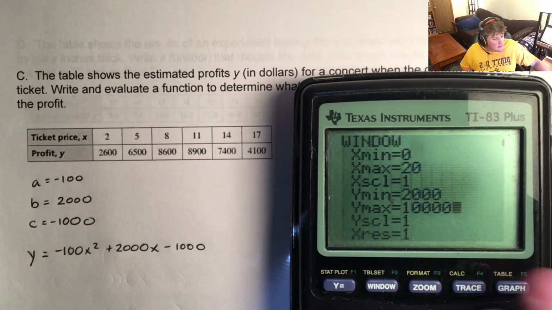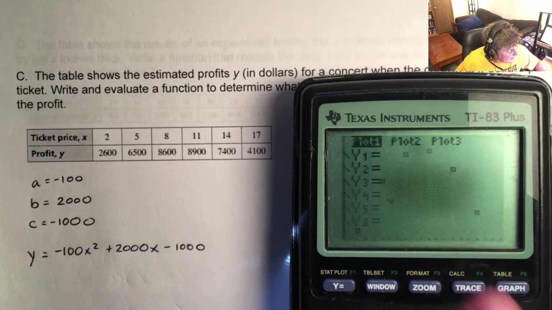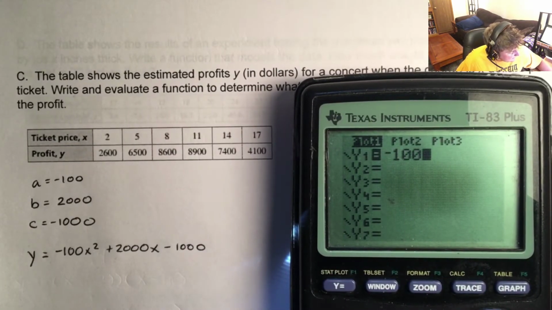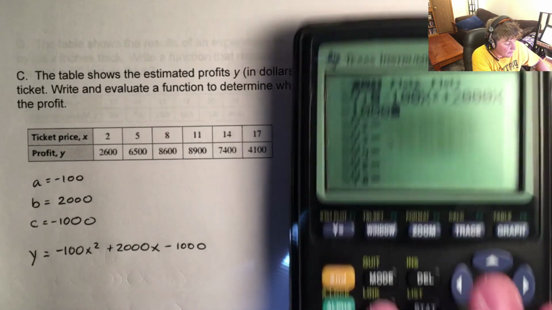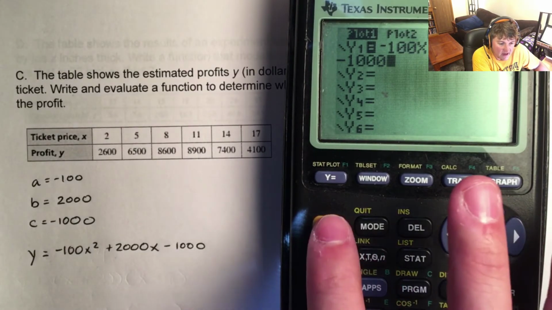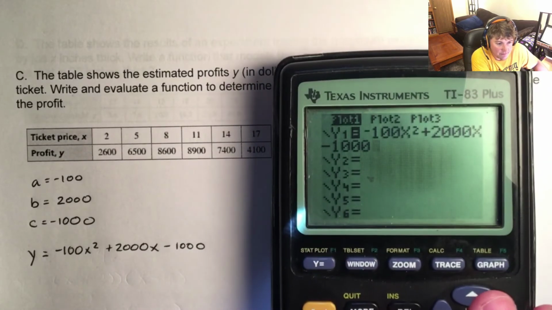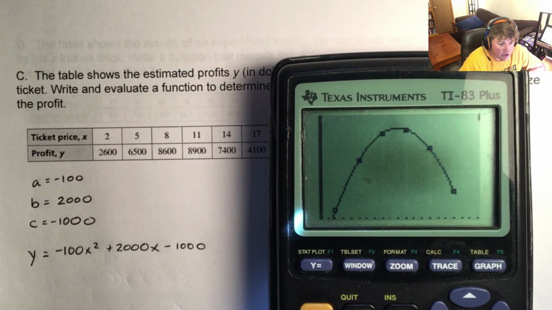Okay, so there's my dots. That definitely looks like a parabola. Let's see how my graph looks. Negative 100 x squared plus 2,000 x minus 1,000. And again, the X button is right below the button that reads mode. It has the link right next to it. It's right here, diagonal from the second button. Then hit graph to look. It really looks like it fits the data points as well.